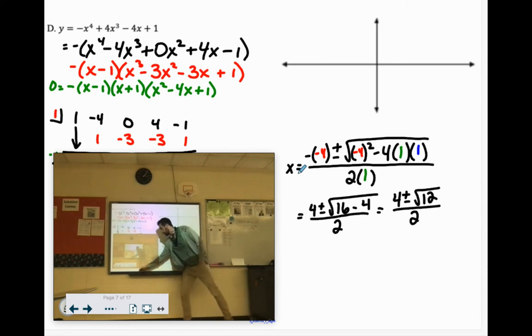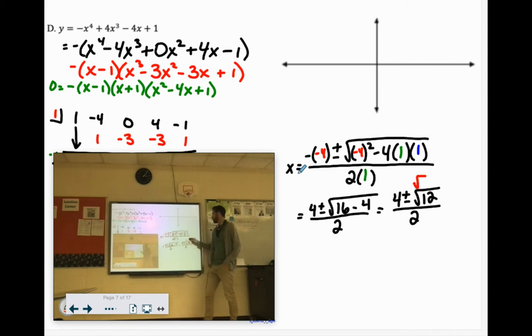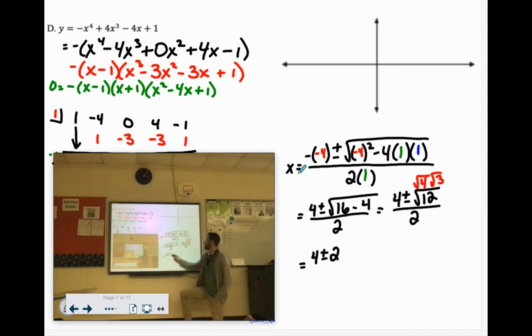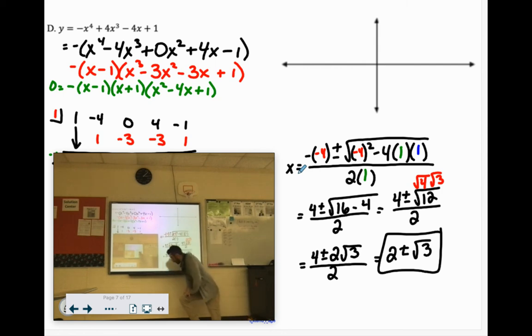Whew, perfect square in 12 would be 4. So we have 4 and 3. Square root of 4 is 2. So continuing this, 4 plus or minus 2 root 3 over 2. Those are both divisible by 2. So it would be 2 plus or minus root 3. Those would be our other zeros. Oh my goodness. All right, so we have a 0 at 2 plus root 3. We have a 0 at 2 minus root 3.